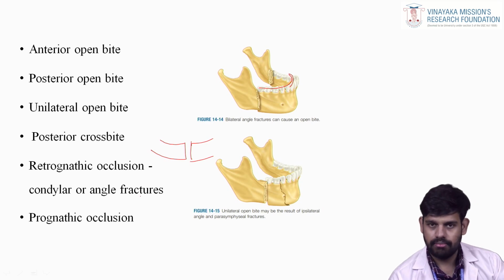Retrognathic occlusion is seen in bilateral condyle and bilateral angle fracture. So with the fracture on both sides, the mandible is pushed backwards. It appears as a retrognathic occlusion. And prognathic occlusion is also seen in case of bilateral angle fracture because of the muscle pull.